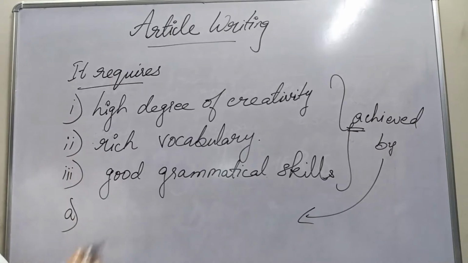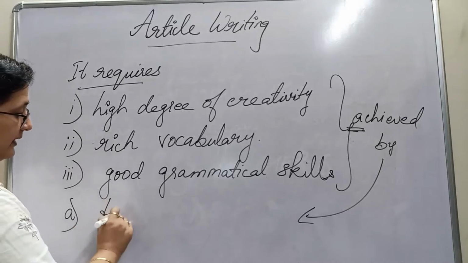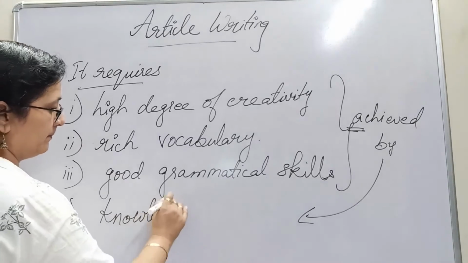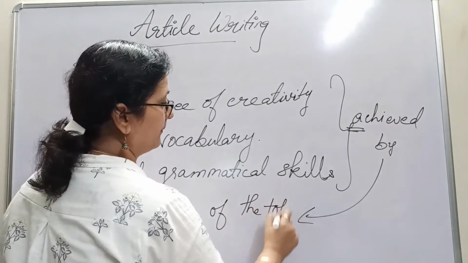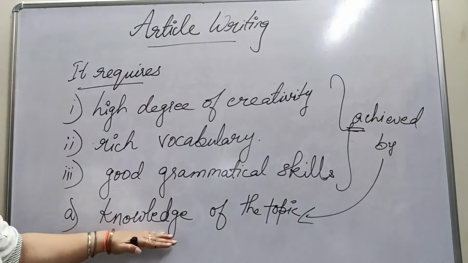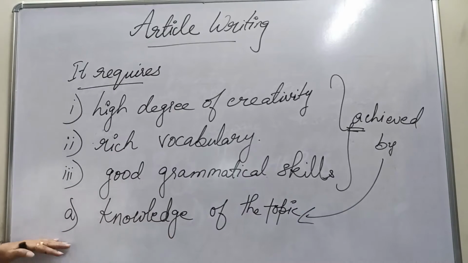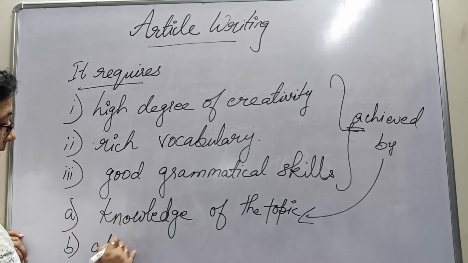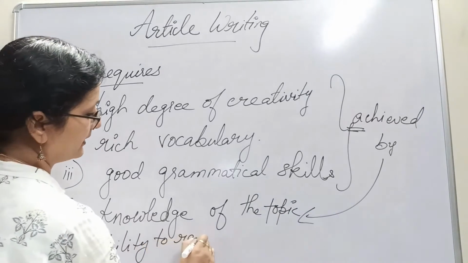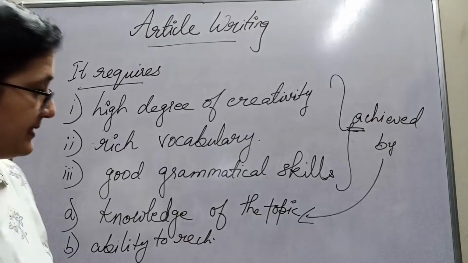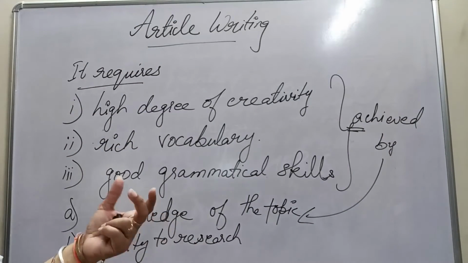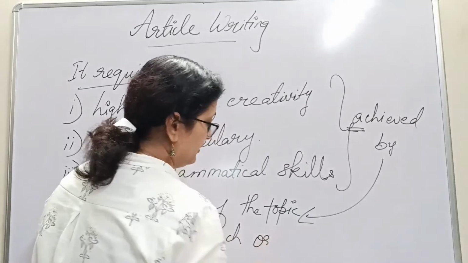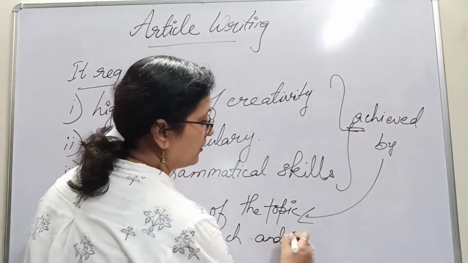The first thing that we require for achieving these is the knowledge of the topic. That is very important. This is a point which is very, very important, knowledge of the topic. Okay. Now, this is one criterion which is required. The second thing that is required is the ability to research. The ability to research over something, to research and organize, that is also important.